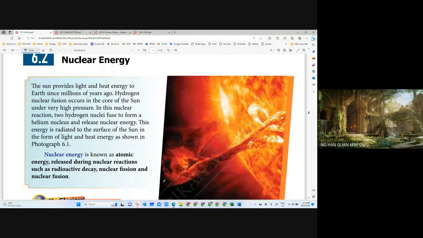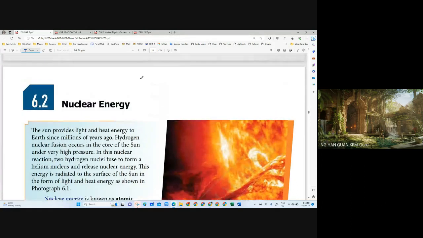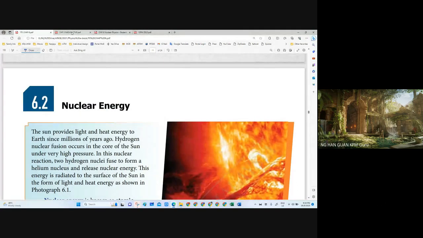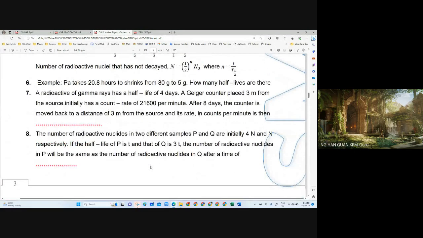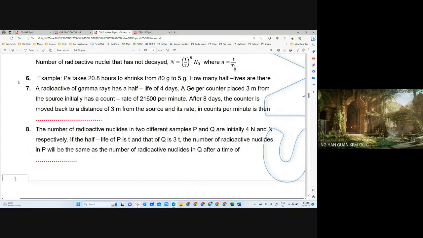All right. So nowadays you learn very, very little in this nuclear physics. So you see the module I give you, here there's 3 questions. Maybe you can discuss first. Okay, example, the Pa takes 20.8 hours to shrink from 80 gram to 5 gram. How many half-life are there?